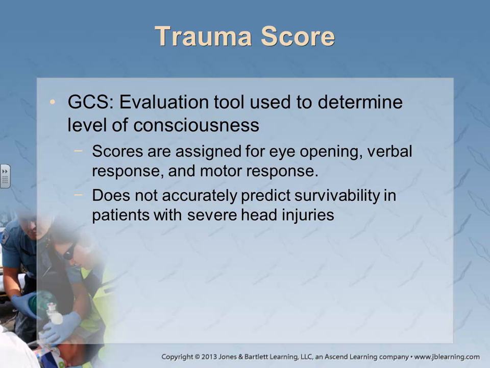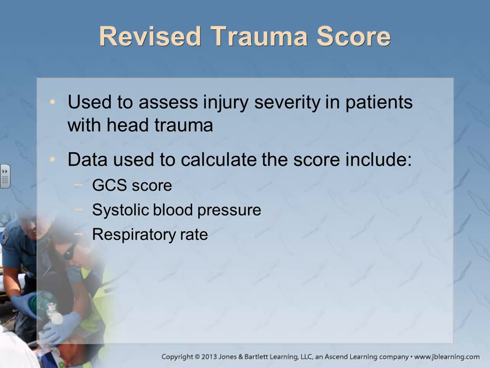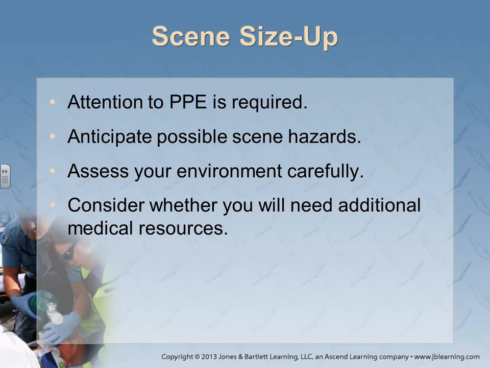You know how to do a GCS at this point, I hope. Do I need to spend a lot of time on this? Y'all be able to identify GCS? The revised trauma score is used to assess injury severity in patients with head trauma. This includes your GCS, your systolic, and your respiratory rate.